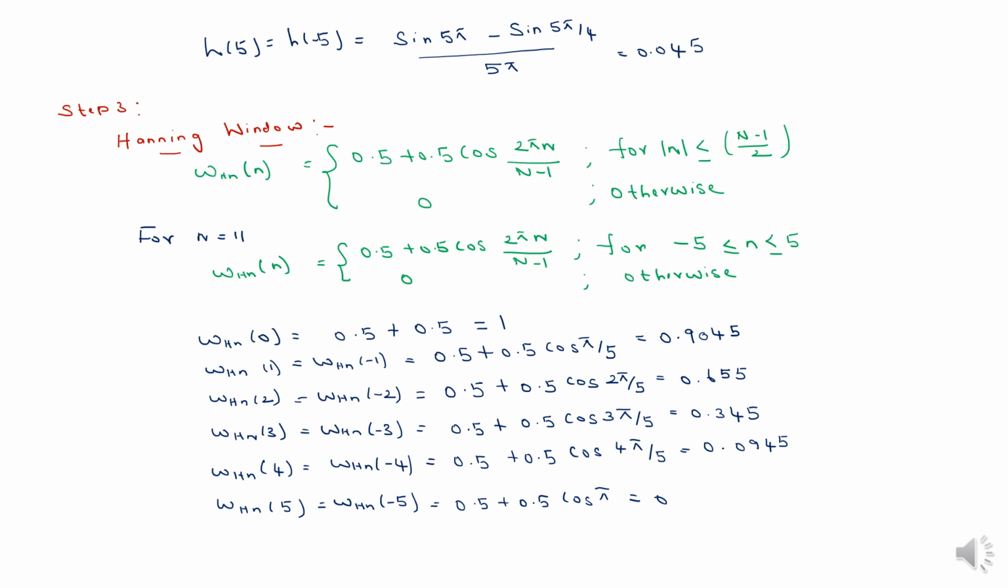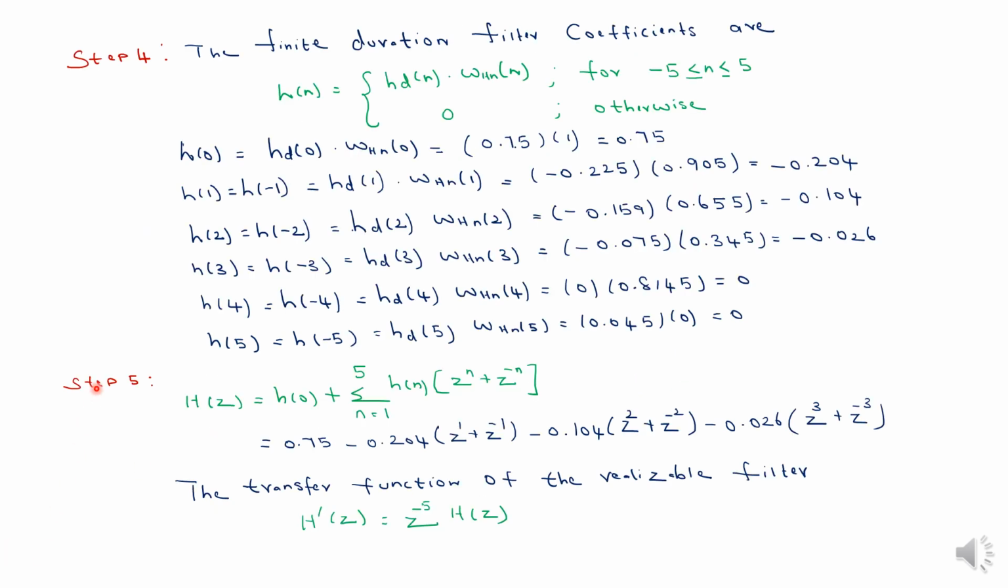So we have found the value of the window coefficient. Our next step is to find the finite duration sequence. The finite duration sequence is obtained by multiplying the filter coefficients which we had arrived at for the infinite duration sequence with the window sequence, for n ranging from -5 to +5. So h of 0 will be equal to whatever value we had calculated in step number 2.